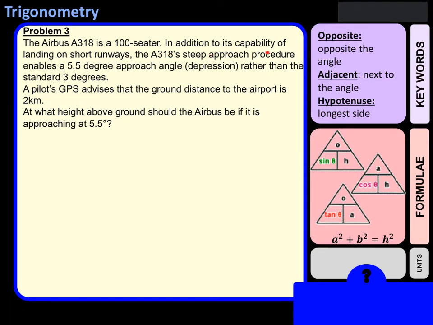It has a steep approach procedure which enables it to land at 5.5 degrees, which is the angle of depression, whereas most aircraft have an angle of approach of 3 degrees angle of depression. We then see that the GPS has advised them that the ground distance, that's our horizontal distance, to the airport is 2 kilometres, so we're asked to find how high he should be above the ground if he's approaching at this 5.5 degree angle. So we're going to need to draw a sketch of the situation.